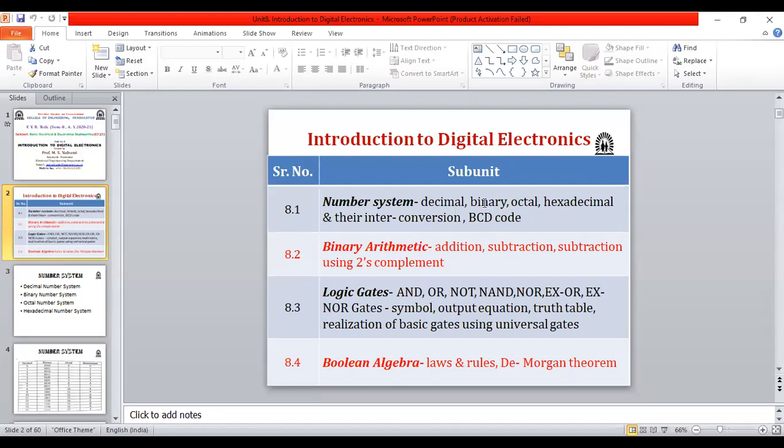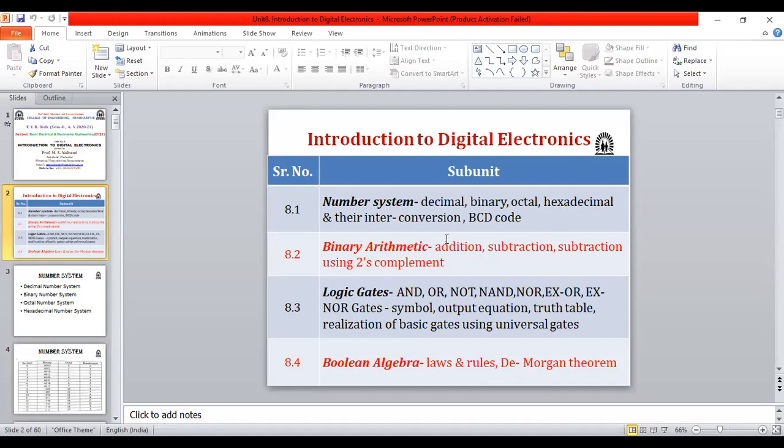Bi is nothing but 2. 2 means 0 to 1. Octal is nothing but 8 numbers, 0 to 7. Hexadecimal is nothing but 0 to 15. We are not going to call it 15, but in the form of F. After 9, it will start A, B, C, D, E, F like that.